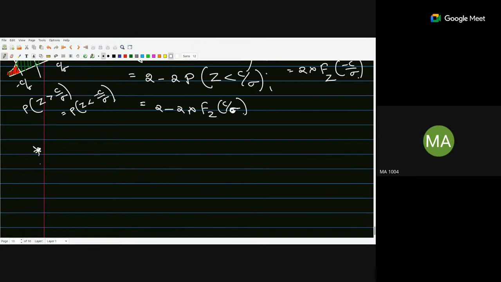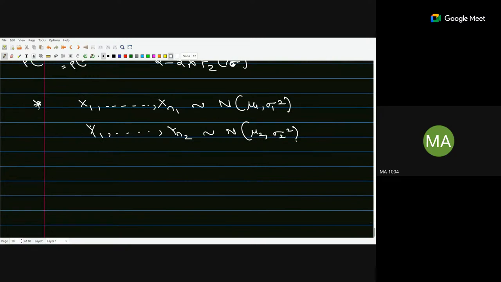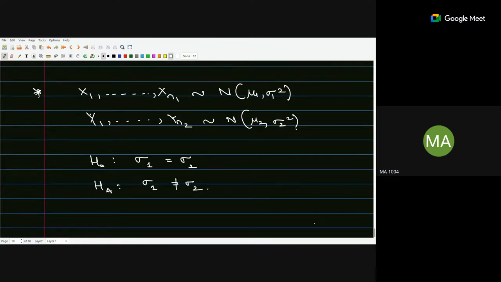And as I discussed previously, we also test for variance for two different samples. There are two different samples and two different distributions, and we have n1 samples from the first distribution and n2 samples from the second distribution. Now we are interested to compare variances, that means whether the variances are equal or not. So my null will be sigma 1 is equal to sigma 2, and my alternative will be sigma 1 not equal to sigma 2.